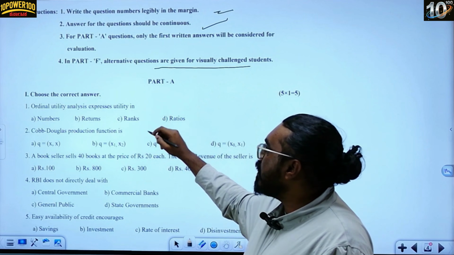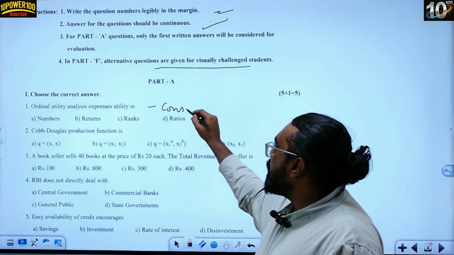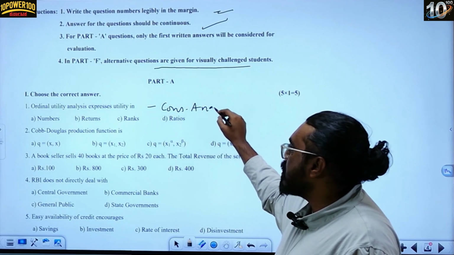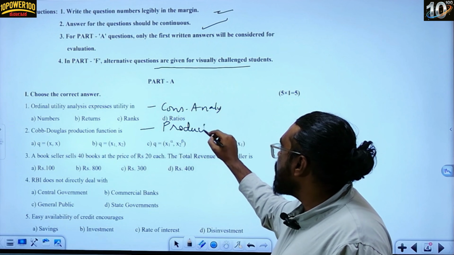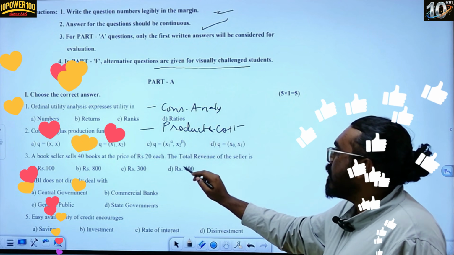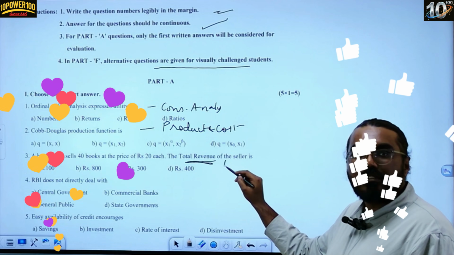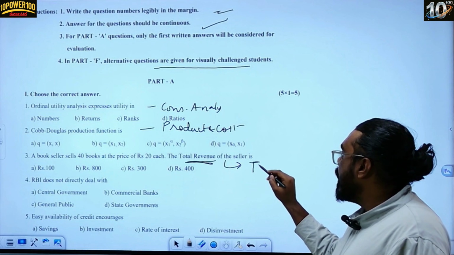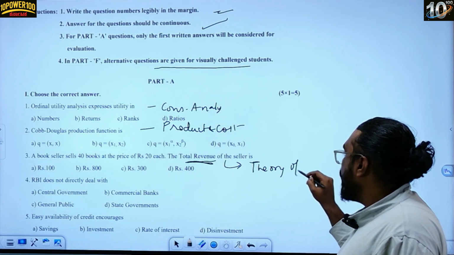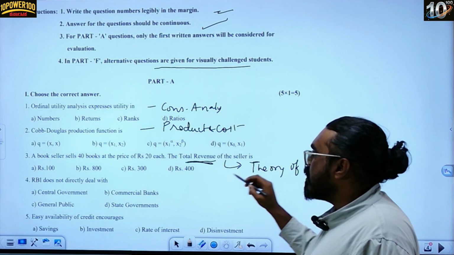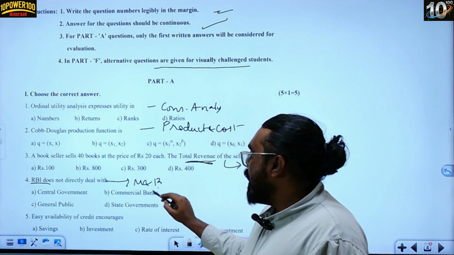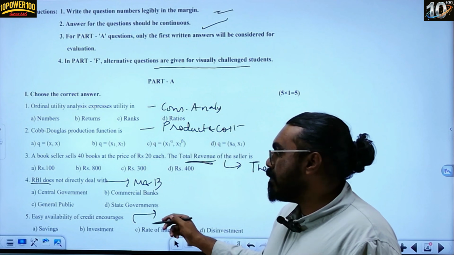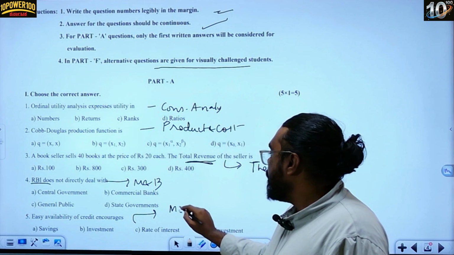So now without further ado, let's look at the part A questions. Now here, if you look at it, this question is from consumer analysis. You have a 1 mark question here. Then this automatically tells you that this is from the production and cost lesson. Then total revenue is coming, right? So if it is total revenue, then you know it is from theory of firm in perfect competition. Then you have RBI. RBI is again from money and banking. And credit availability, again, this comes from money and banking, right?